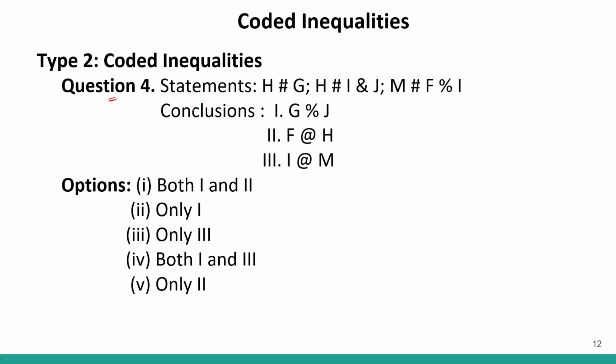Coming to question number 4, let me quickly write the codes. Codes are P at Q means P is greater than Q.